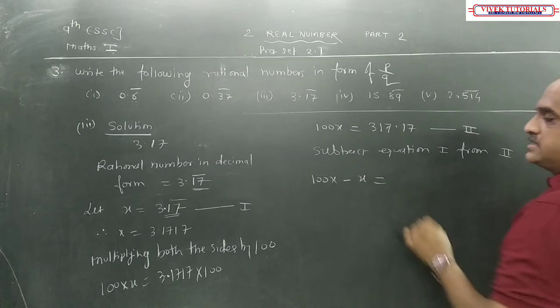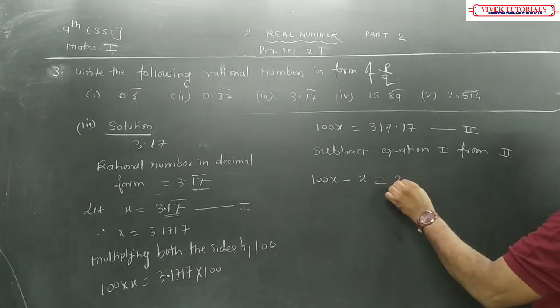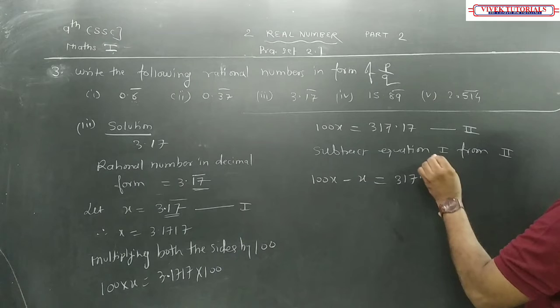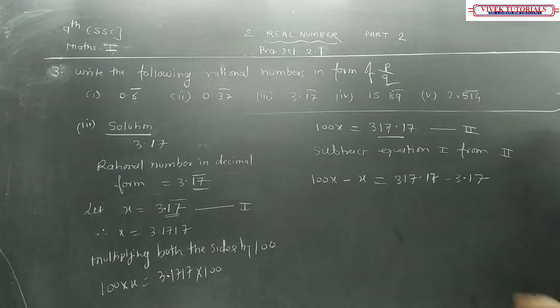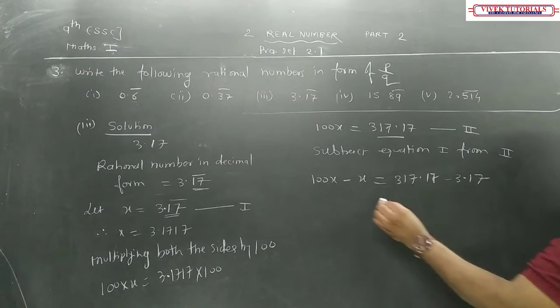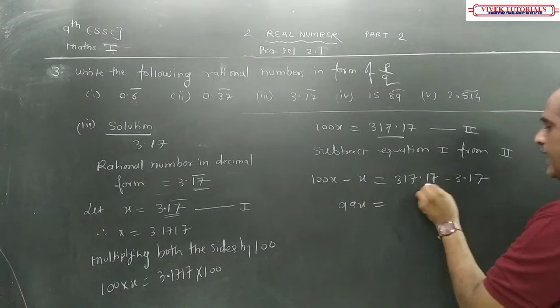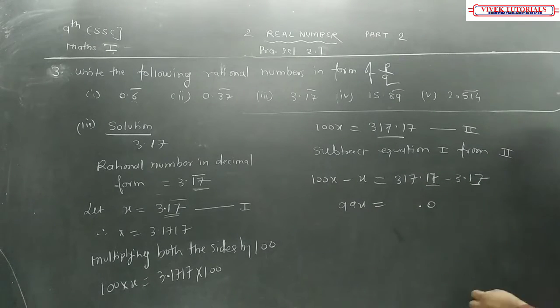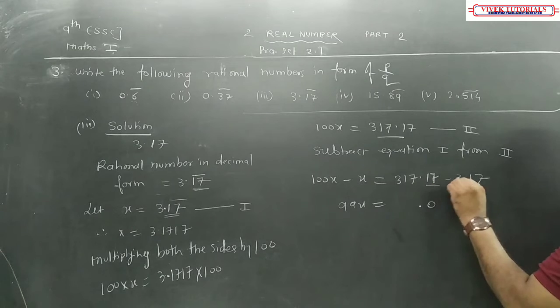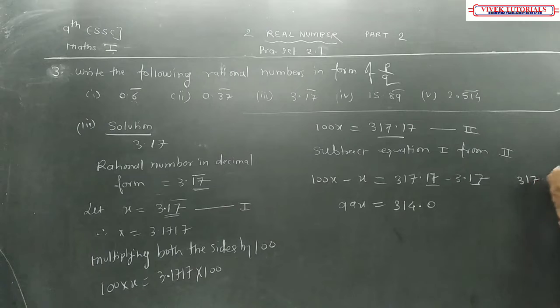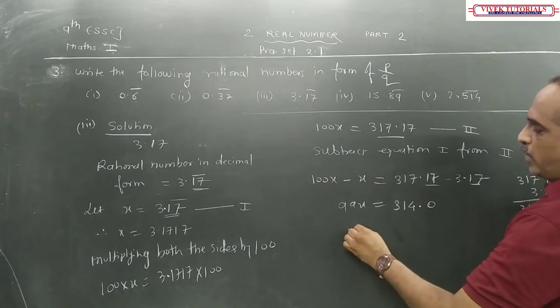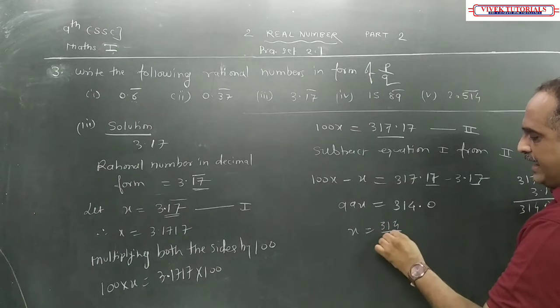So what happened then? 100x minus x is equal to 317.17 minus 3.17. Please here you should be very careful. This becomes 99x, this goes to 0, right? But here 7 minus 3 is 4, 1, 3. Please do it properly. Minus 3.1, this becomes 0 0, this is 4, and this 1 and 3. Got it now? So x is equal to 314 by 99.